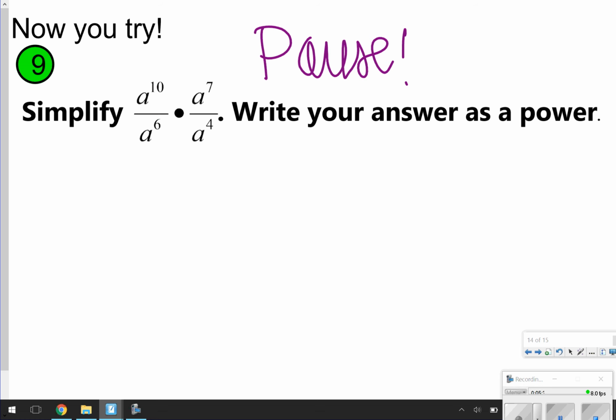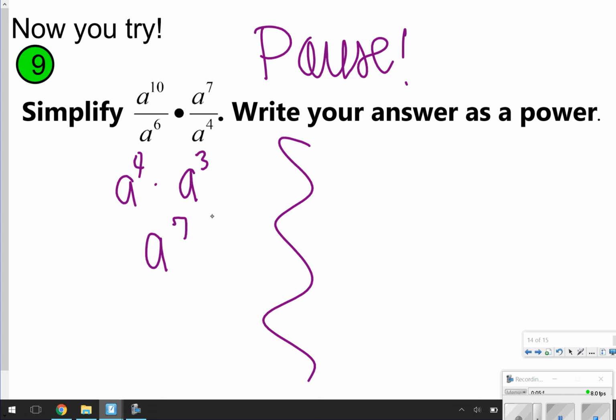All right, let's see how you did. There's actually two ways that you can do this equation. The first way you can do it is subtracting as you go. So I could subtract 10 minus 6 and get a to the fourth. And then here I could get a to the seventh minus 4 would get me a to the third. And then I can add those together, which would be a to the seventh.